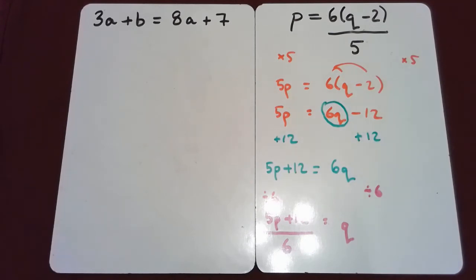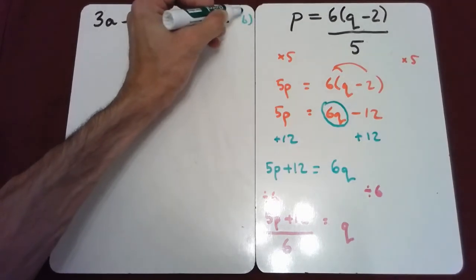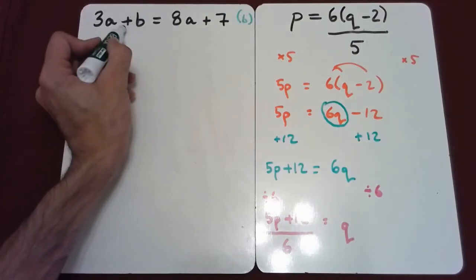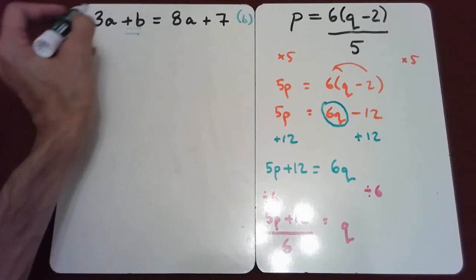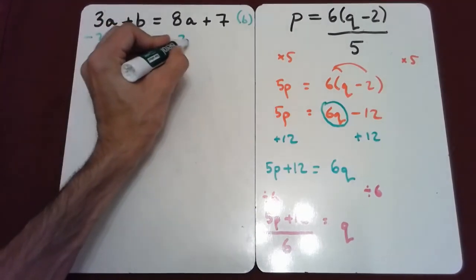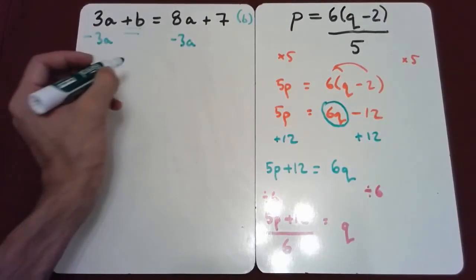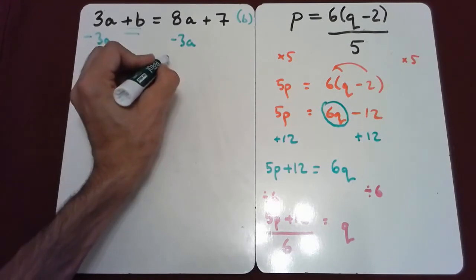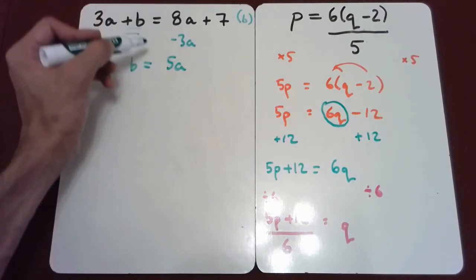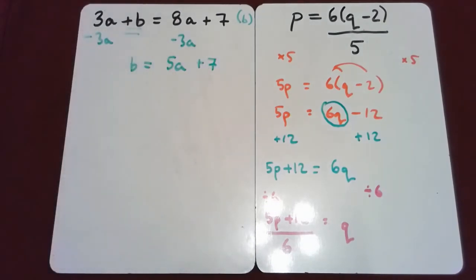Now to make B the subject, right now I just need the B on its own, which means I need to get rid of this 3A. I can do that by subtracting 3A from this side and from this side. Now if I subtract 3A from both sides, I get B is equal to 5A, because 8A minus 3A is 5A, plus 7. Here we can clearly see that B is the subject.